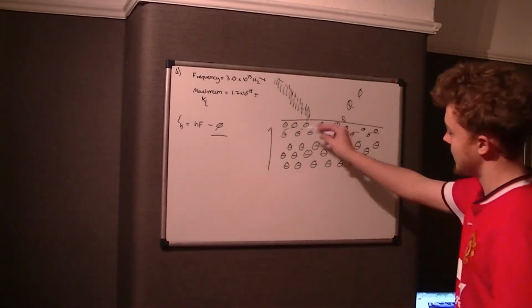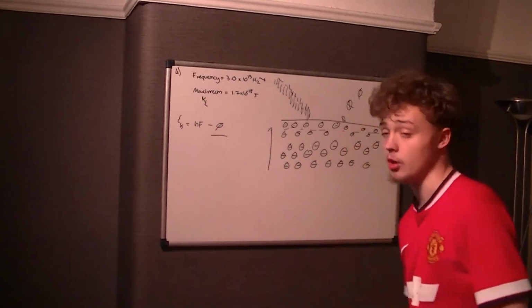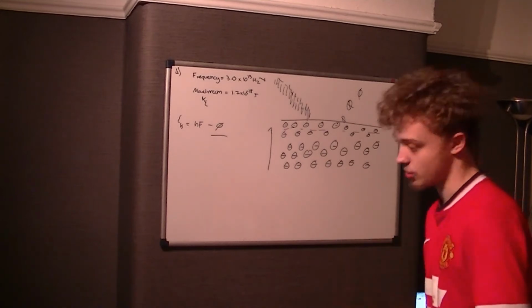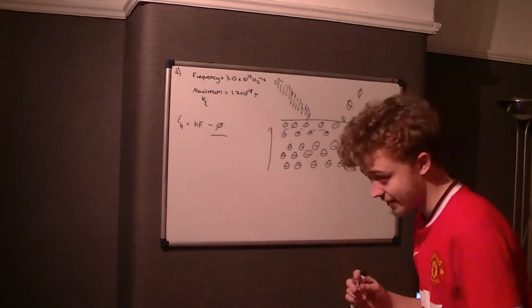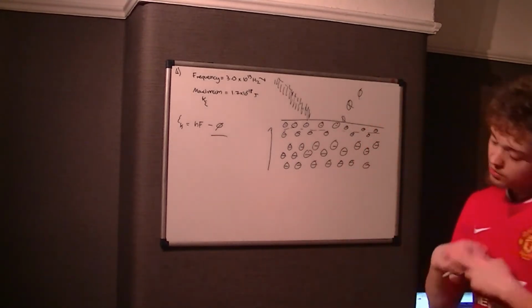So basically, these lazy electrons at the top of the metal don't have to do any of this extra work, they just have to overcome the work function. But the electrons lower down have to get up to the top and then overcome the work function and then be emitted. Now, we have to go back to the question.